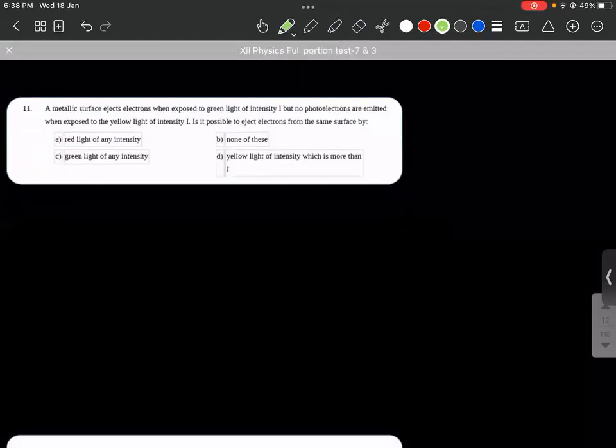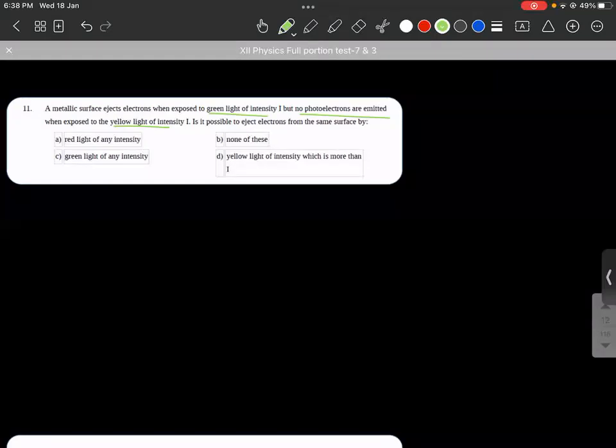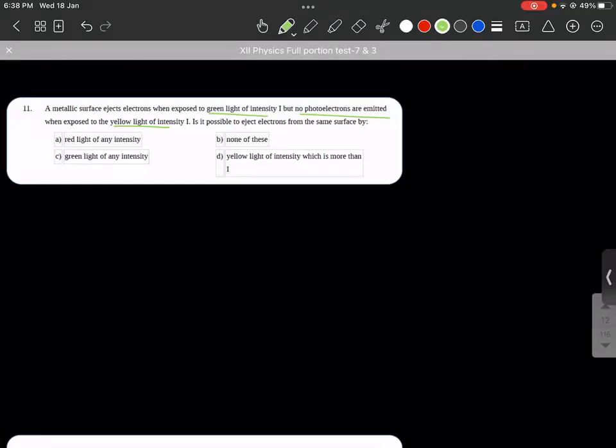So what is the answer for the next one? A metallic surface ejects electrons when exposed to green light of intensity I, but no photoelectrons are emitted when exposed to the yellow light of intensity I. Is it possible to eject electrons from the same surface by? Tell me. Option C, sir, green light of any intensity.